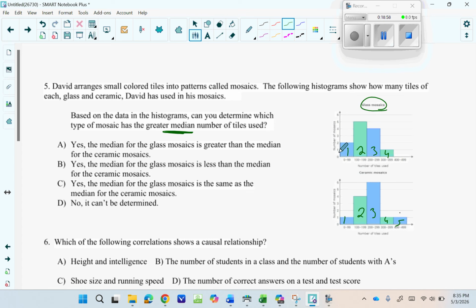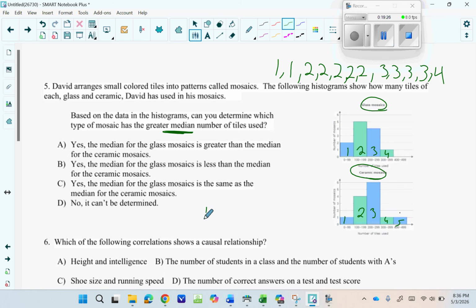I'm going to say, let's see, there's 2 1s. So I'm going to say 1, 1, and then I have 5 2s. So 1, 2, 3, 4, 5. And then let's see, 4 3s. 1, 2, 3, 4. And then 1 4, like that. Okay, let's do the same thing with the ceramic.